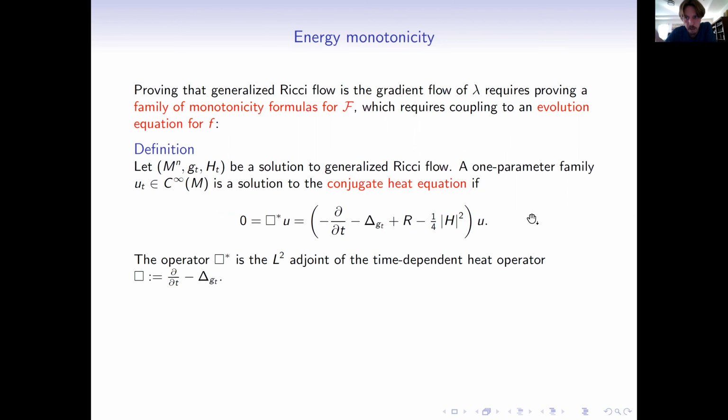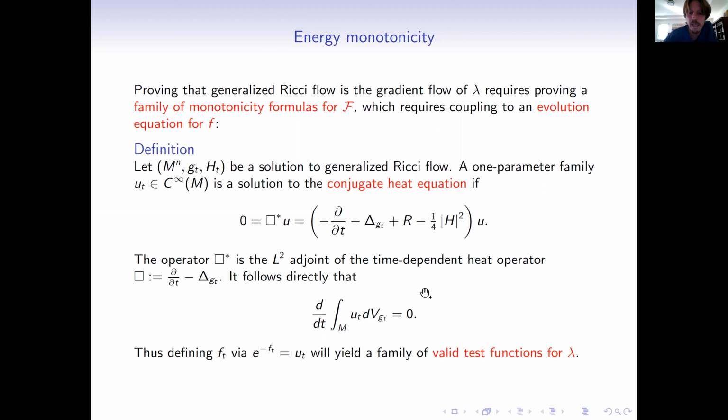Because the volume form is changing along the flow, the heat operator is not self-adjoint. It's not adjoint to the backwards heat operator. It's adjoint to this operator, box star, because the volume form is also changing. And in fact, it follows directly, by the same circle of ideas, that the time derivative of the L1 norm of u measured against the moving background is 0. The presence of this extra scalar curvature minus 1/4 h squared exactly cancels out the term arising from the variation of the volume form.